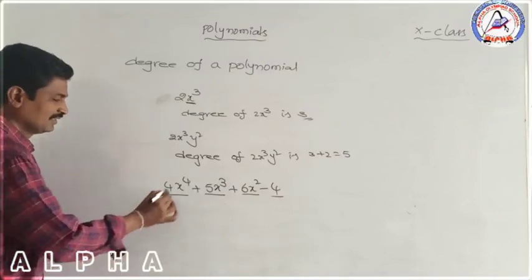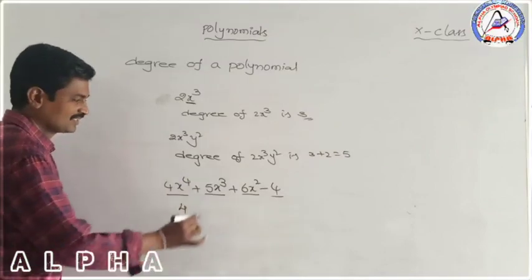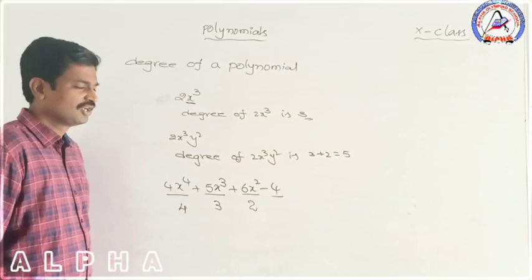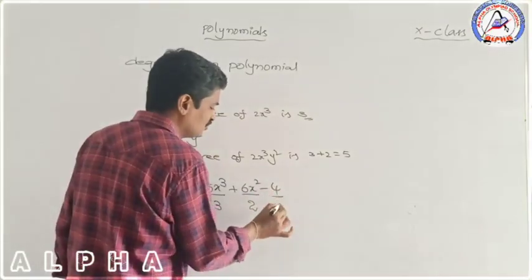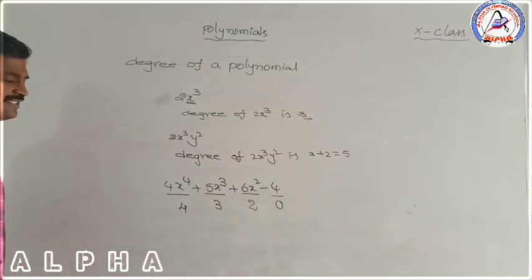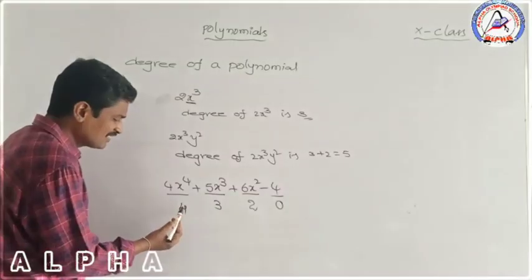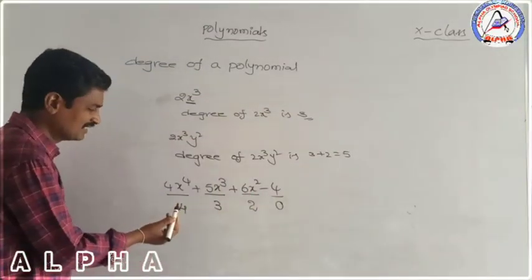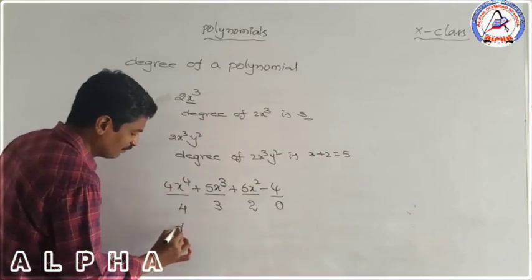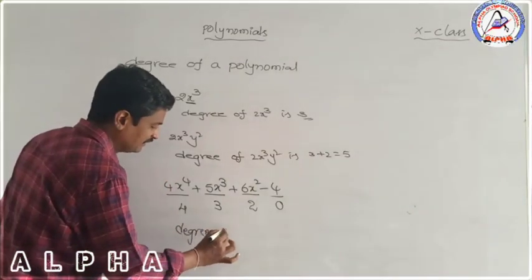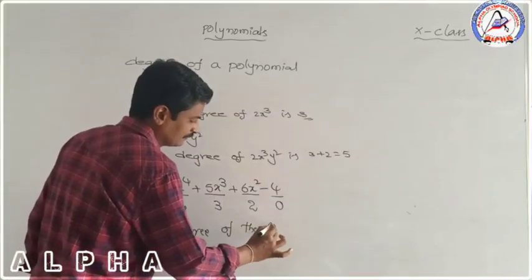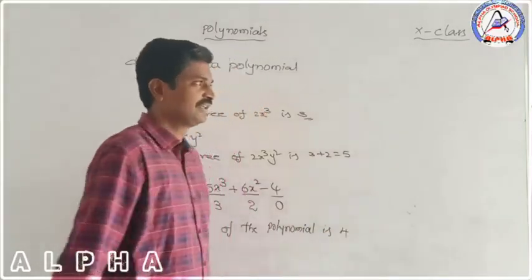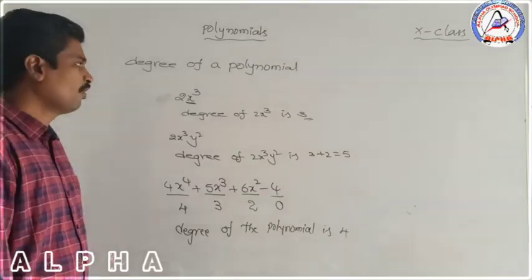First term degree is 4. Second term degree is 3. Third term degree is 2. Fourth term is a constant, there is no variable, so its degree is 0. What is the greatest degree here? The degrees are 4, 3, 2, 0. The greatest is 4. So the degree of the polynomial is 4. The greatest degree we take as the degree of the polynomial.